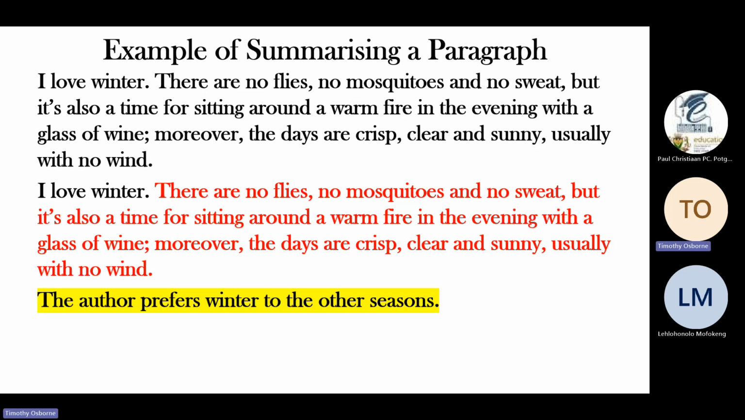Well, basically, all of that, all the red stuff. The I love winter is effectively what the author is saying about, well, when he wrote this down. And so you will see there that all the rest can be chopped off. Not quite that easily, because what the author is actually saying is this, that he prefers winter to the other seasons. And there we have it. That's just a very brief run through what summarizing is all about.